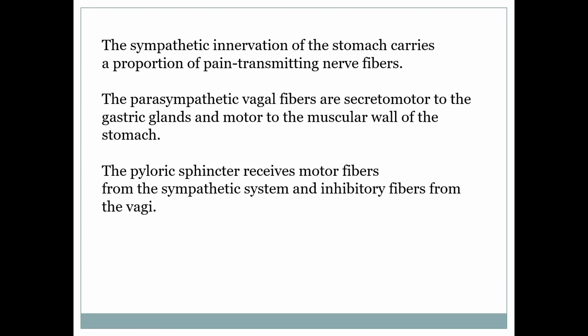The sympathetic innervation, which comes from the celiac plexus, carries a proportion of pain-transmitting nerve fibers. The parasympathetic fibers are responsible for the secretomotor function of the gastric glands and the motor function of the muscular wall of the stomach. And the pyloric sphincter receives motor fibers from the sympathetic system and inhibitory fibers from the vagus.